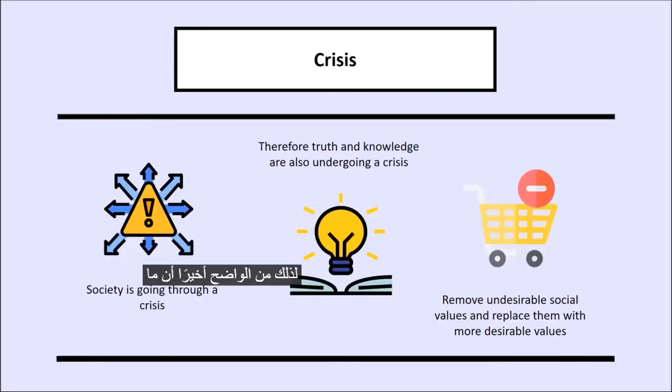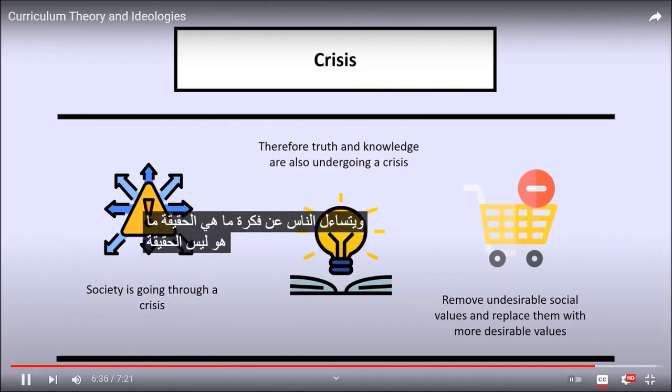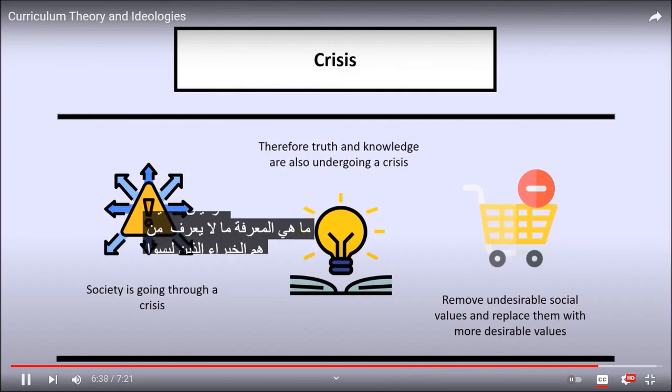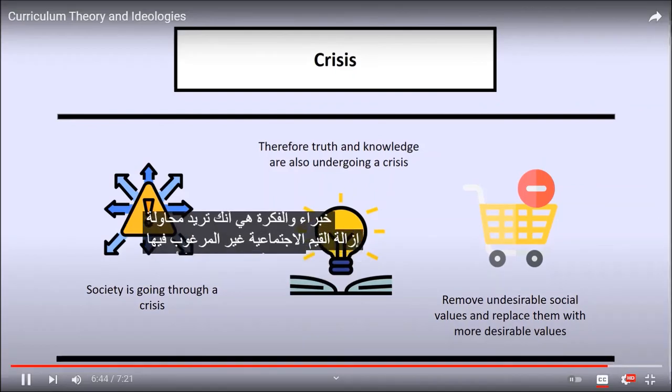Lastly, what it's really looking at is that society is going through a crisis. Therefore, truth and knowledge are undergoing a crisis, and people question what is truth, what isn't truth, what is knowledge, what isn't knowledge, who are the experts, who aren't the experts. And the idea is you want to try and remove undesirable social values and replace them with more desirable values.